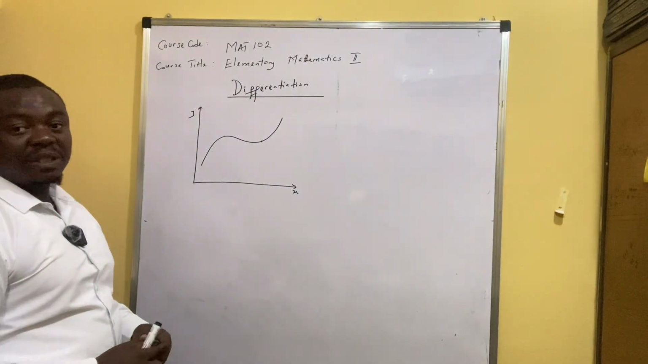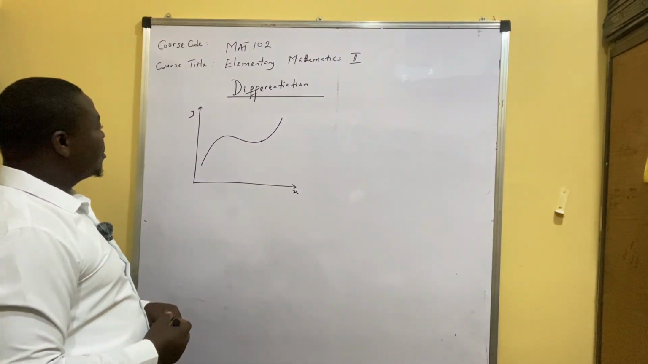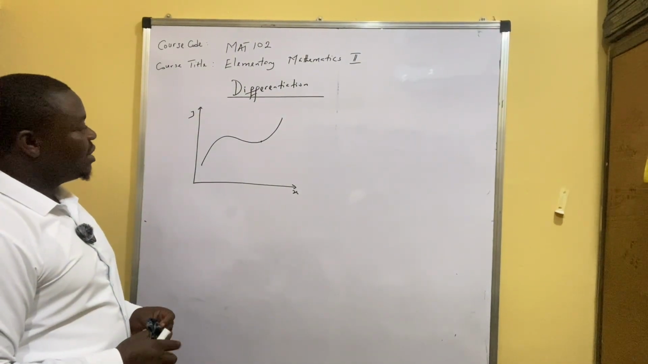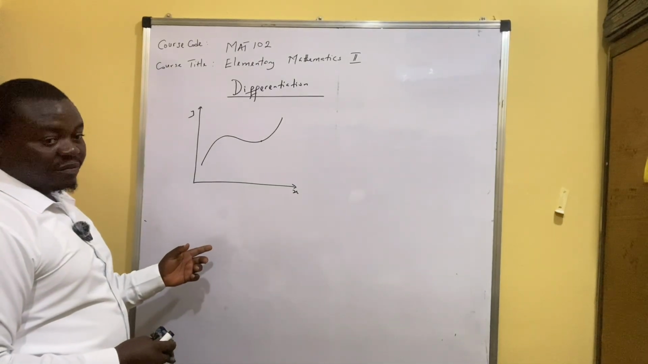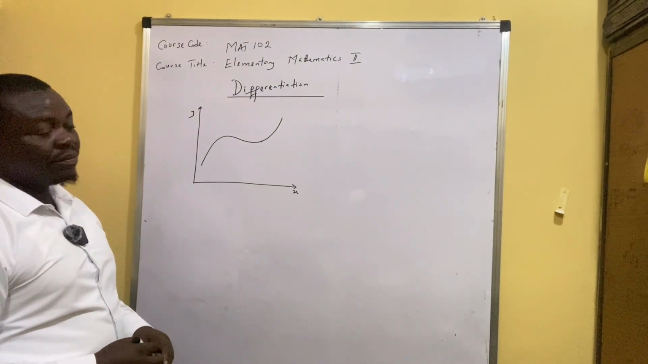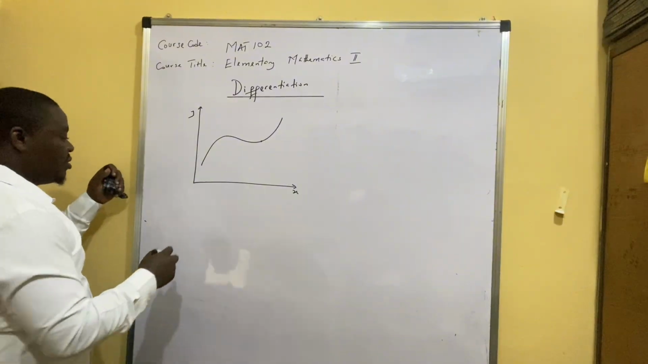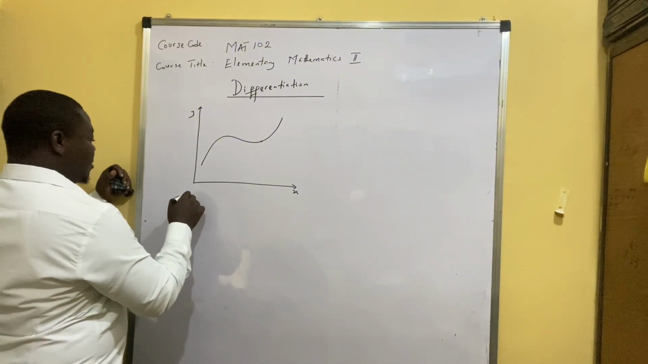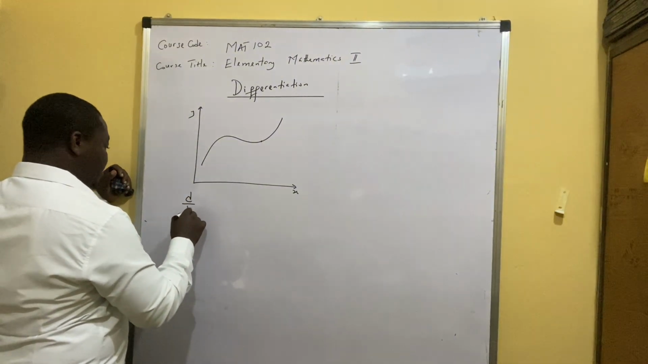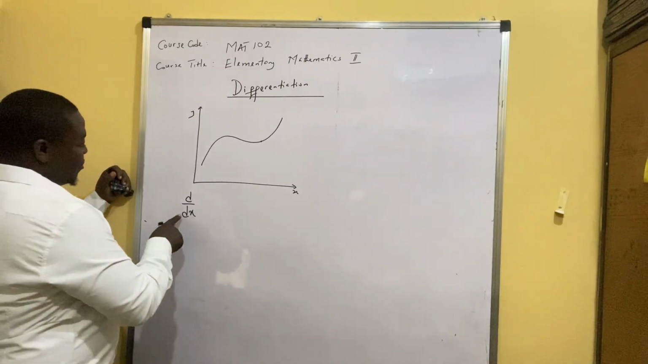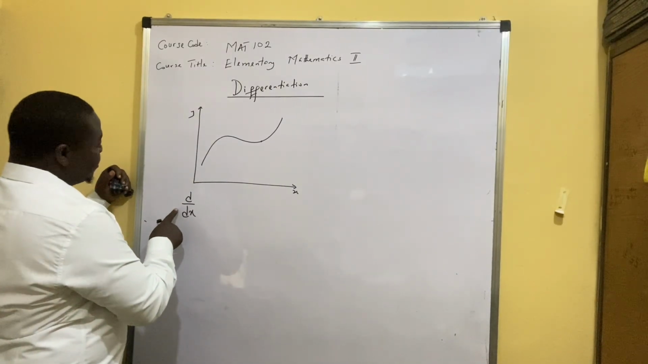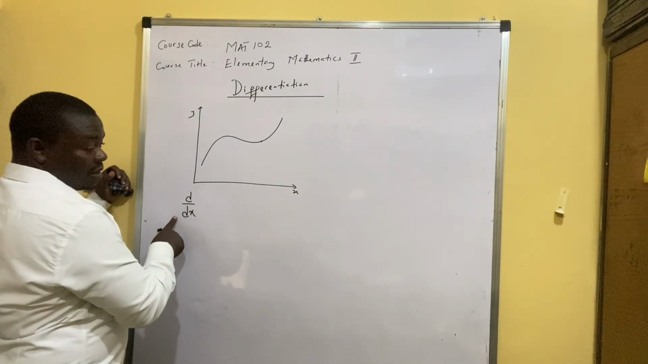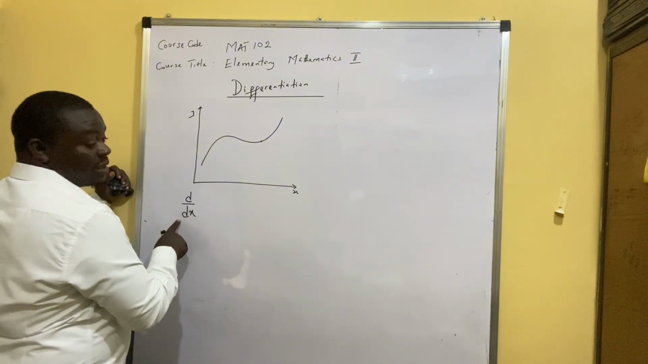We want to discuss differentiation. Differentiation involves finding the gradient of a curve at a point, and it is denoted by d/dx if it is a function of x. So we want to find the derivative of a function f of x. Then we have this symbol representing that.